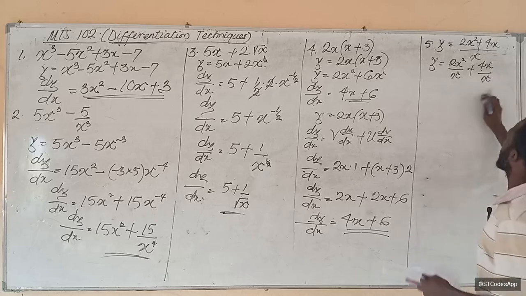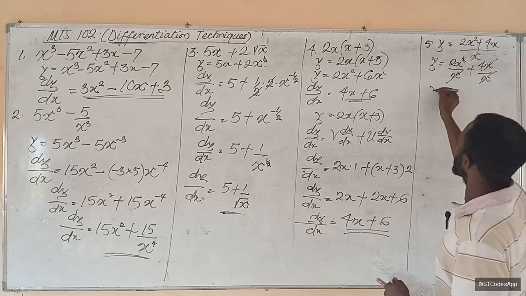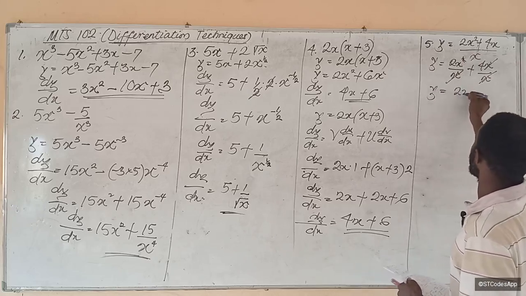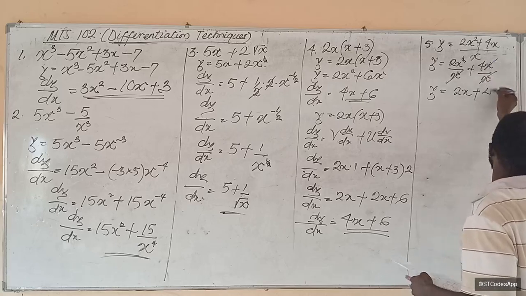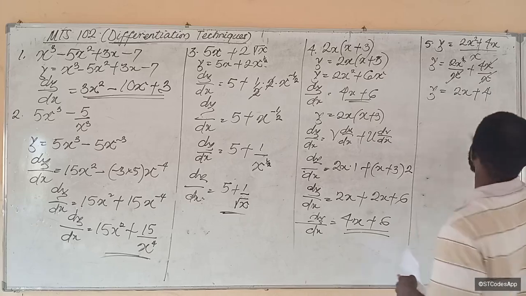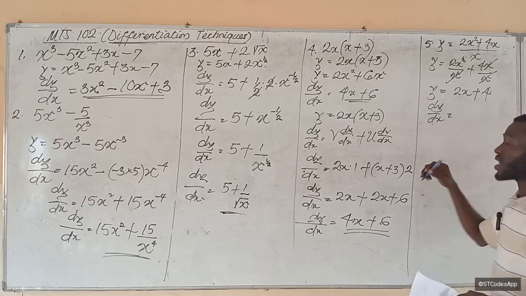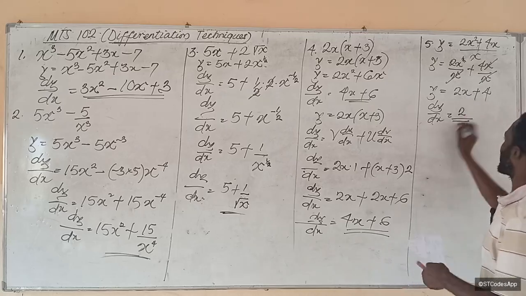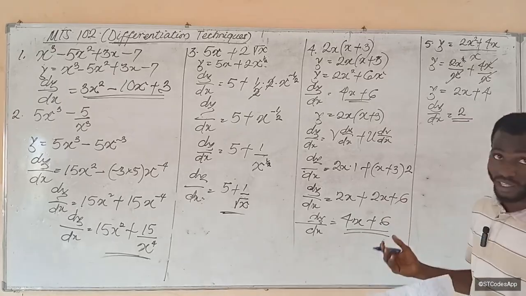I hope this is clear. So you now say this divides this, and it remains 1. So y will equal 2x plus 4, okay? 2x plus 4. So from here dy dx will be equal to, differentiate this now, you get 2. And it's as simple as that, okay? So far the questions we've been solving are very simple.